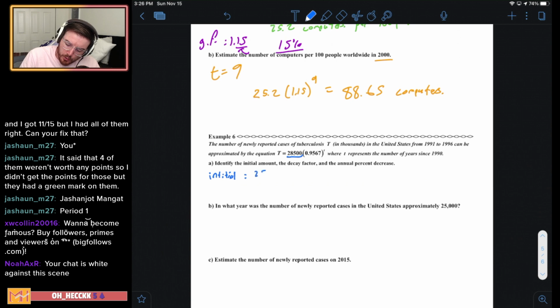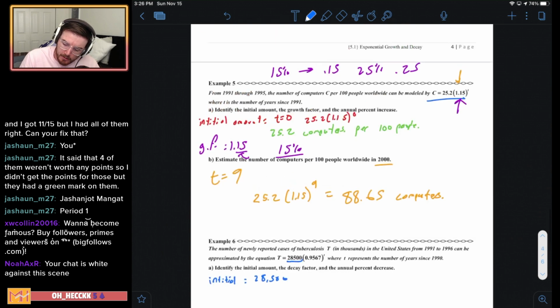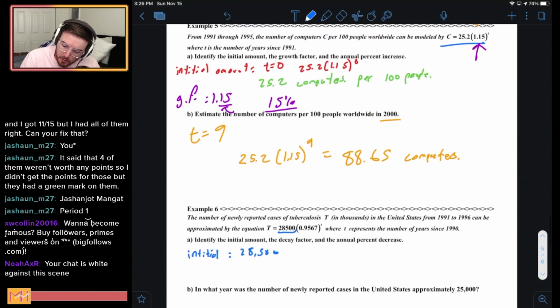Why is that true again, right? Because that's what happened over here. Why is that true? Well, because when you plug in 0, you're making this a 1, and 1 times anything is whatever that is, right? So we're basically canceling this out. Nothing's happening. The only reason this is here is to help simulate time passing, but we don't want any time to have passed, right? We want the initial amount, 28,500.